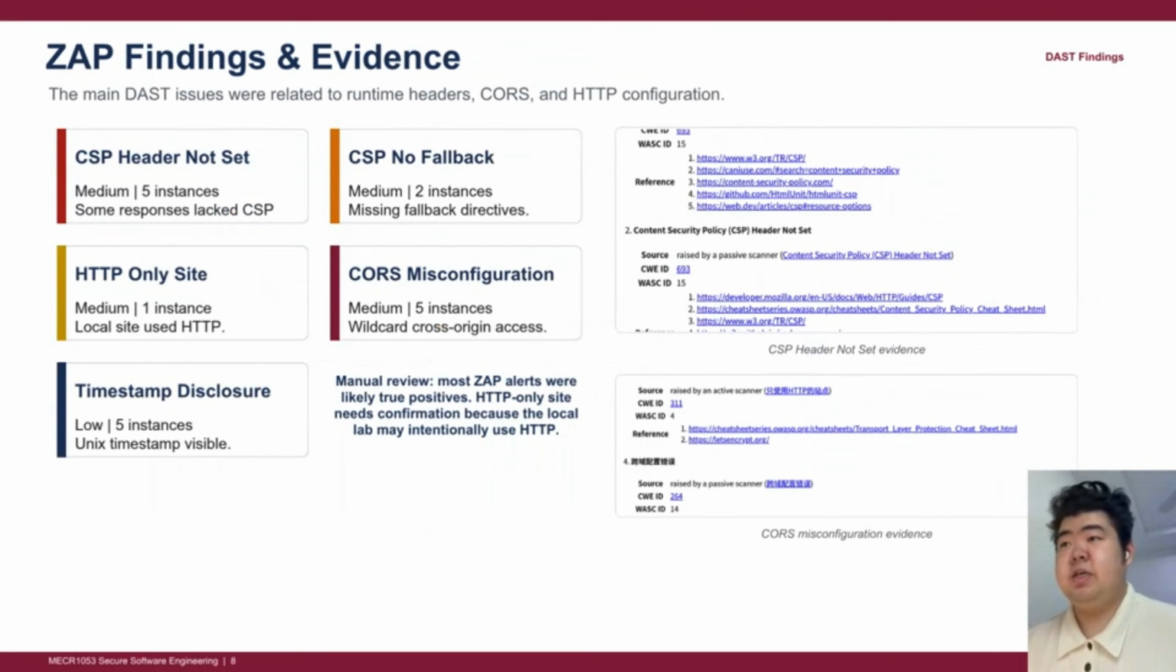This slide shows the ZAP findings. Most issues are about headers, cookies, and HTTP configuration. The medium-risk ones are CSP header not set, CSP no fallback, HttpOnly not set, and cookie misconfiguration. There is also one low-risk issue, Unix timestamp disclosure in responses.